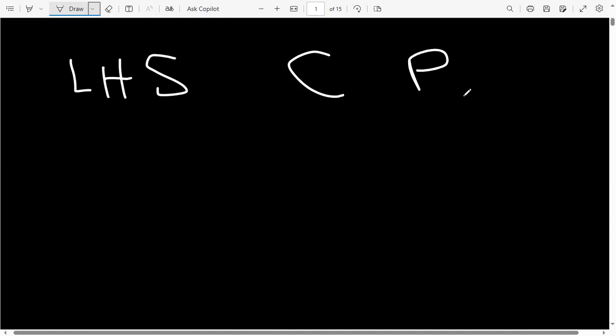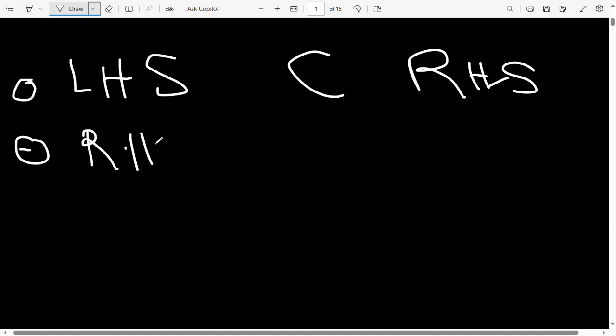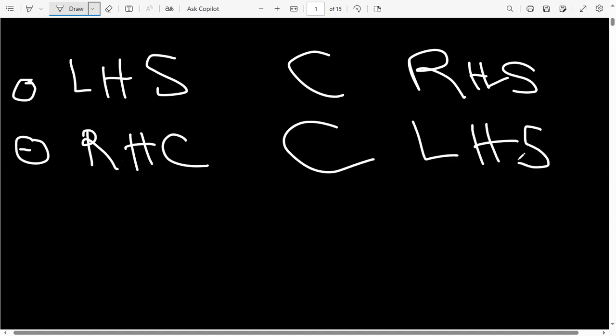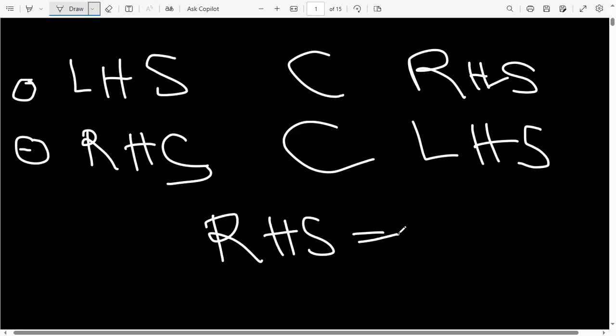We have to prove that the left-hand side is a subset of the right-hand side. This will be the first part of the proof. The second part of the proof will be you showing that the right-hand side is actually a subset of the left-hand side. If the left-hand side is a subset of the right-hand side, and the right-hand side is also a subset of the left-hand side, then it just means that the right-hand side is equal to the left-hand side.